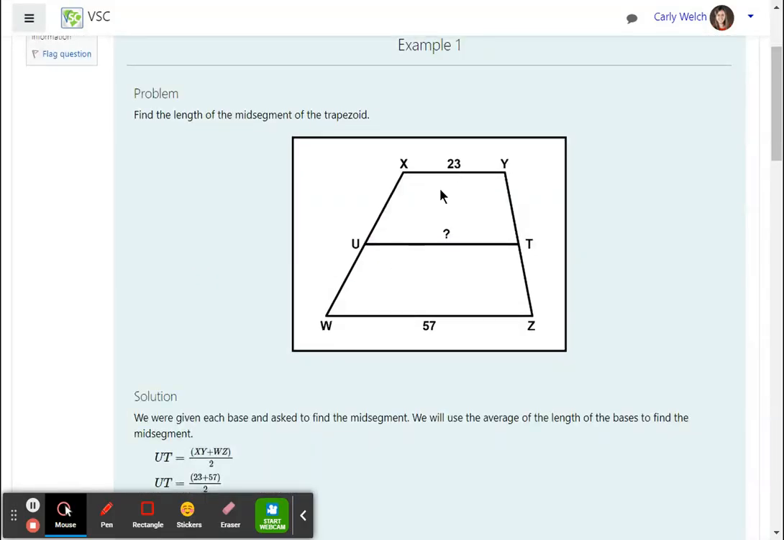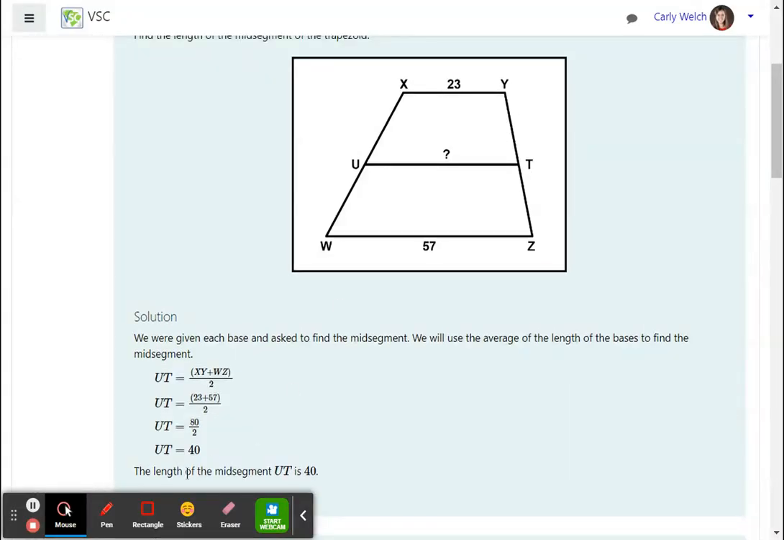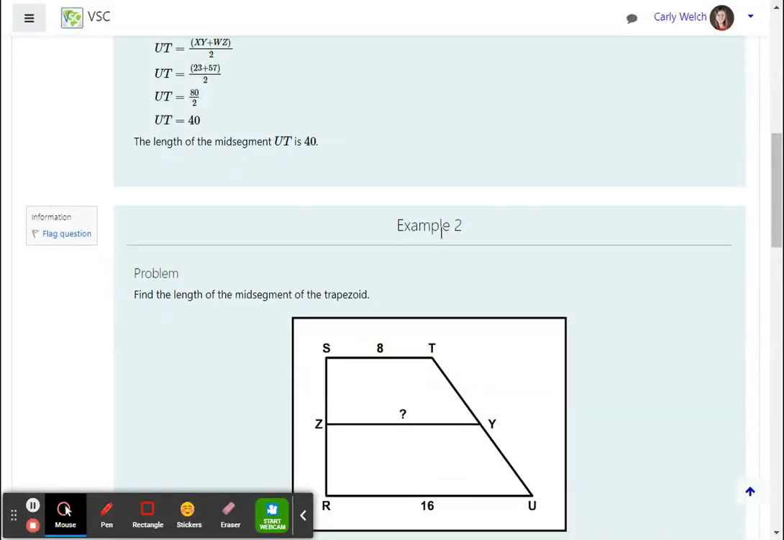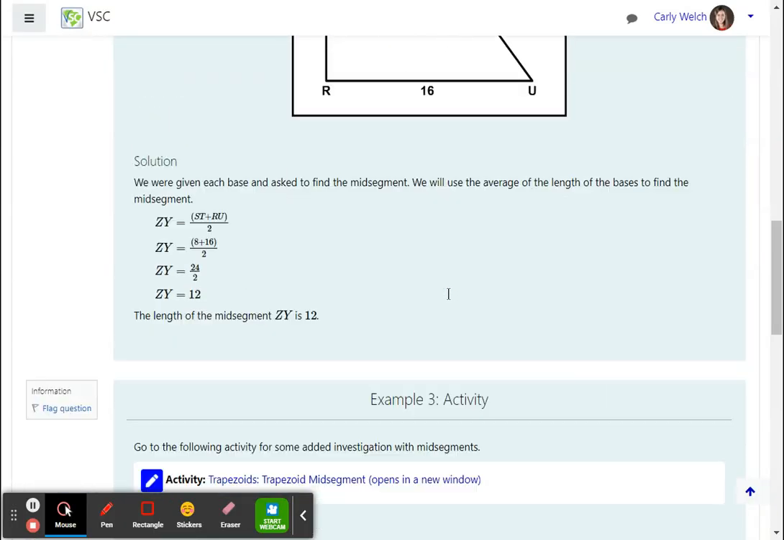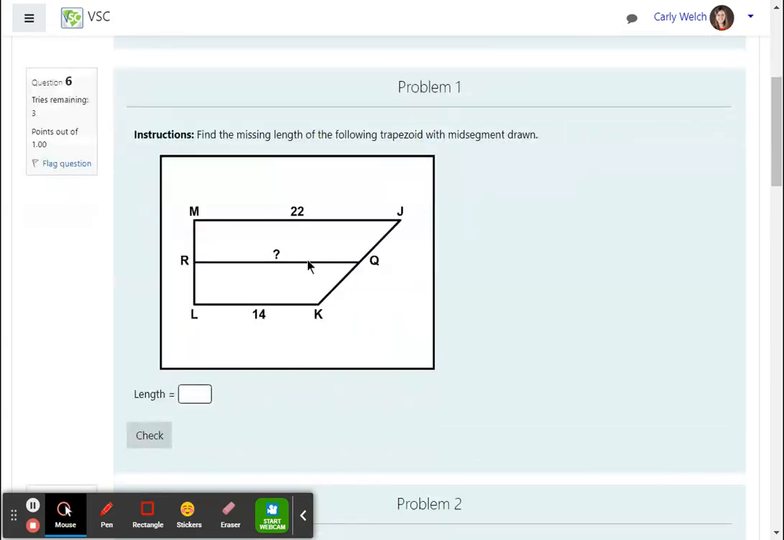So if we take the top plus the bottom, so 23 plus 57 gives us 80. Divide that by 2, and that gives us 40. That gives us the mid-segment. Remember, it's the average, so top plus bottom divided by 2. Top plus bottom, you get 24. Divided by 2, you get 12. So 22 plus 14. That's 36. And then we're going to divide by 2. So we get 18.